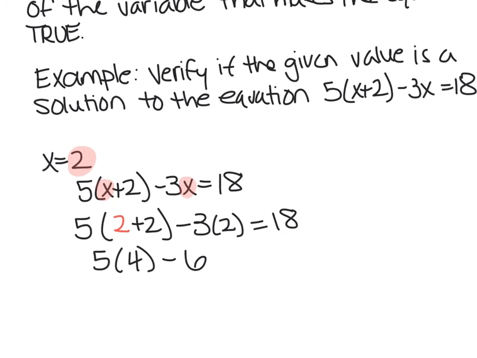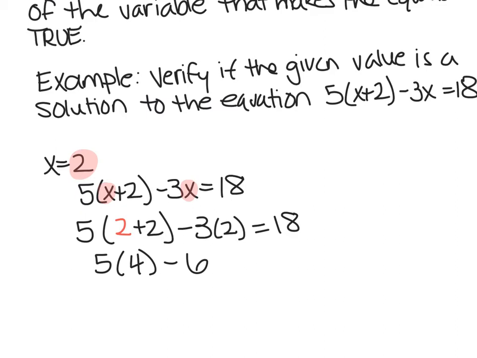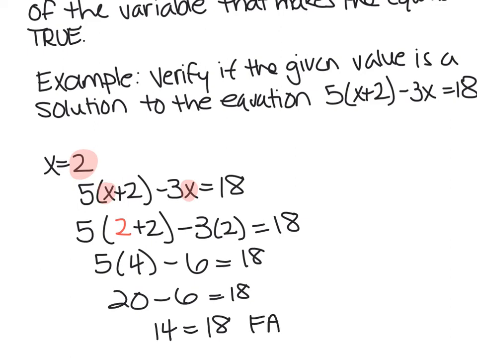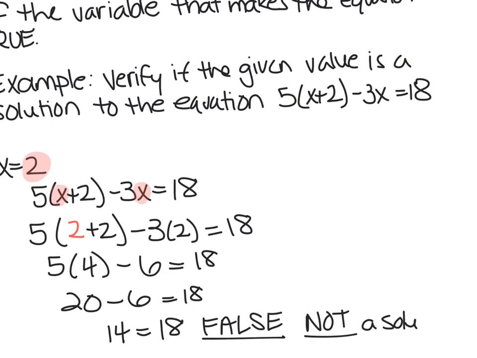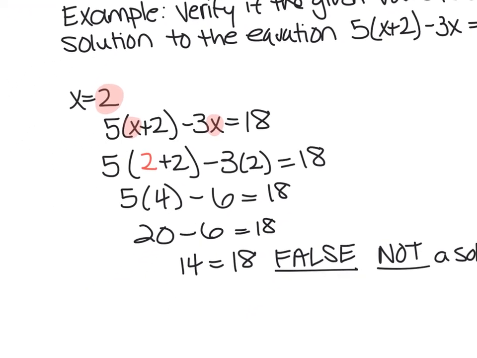So we're just using order of operations. We did the parentheses and we did some multiplying first. 5 times 4 is 20. Don't forget your equals 18. 20 minus 6 is 14. So we get 14 equals 18, which is false. So that means this is not a solution. So false is not a solution. Let's try the next one.